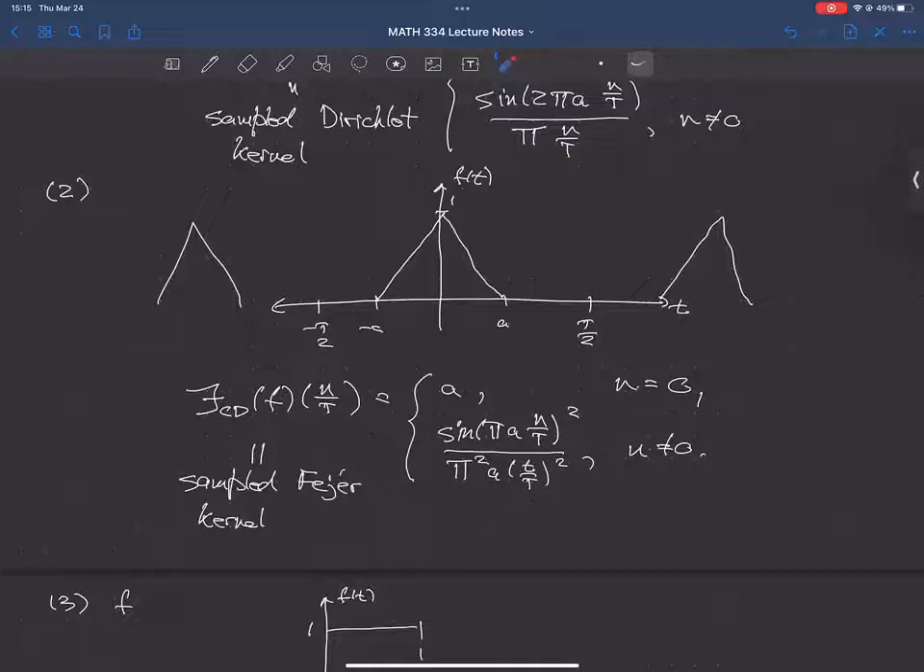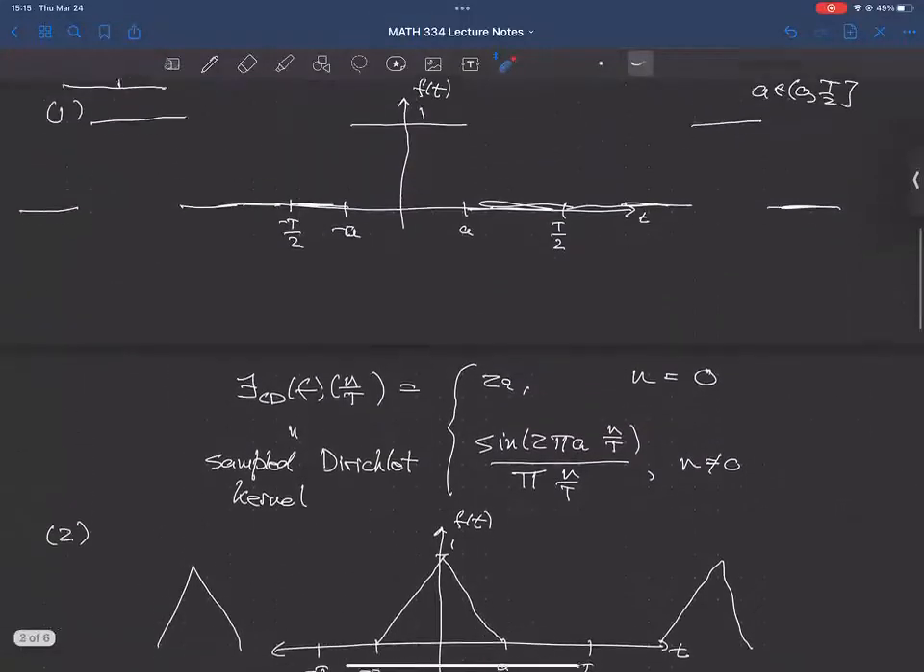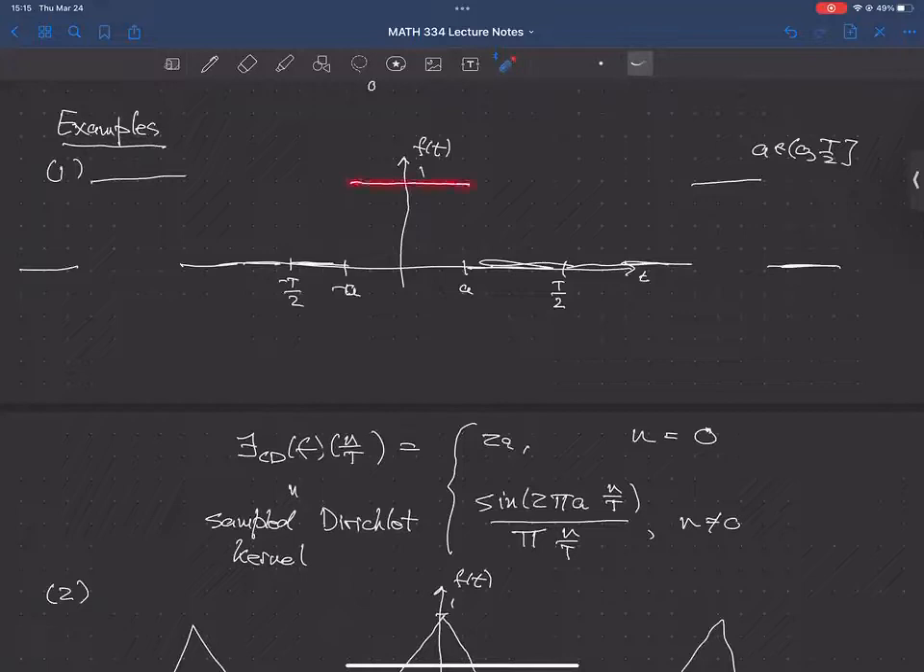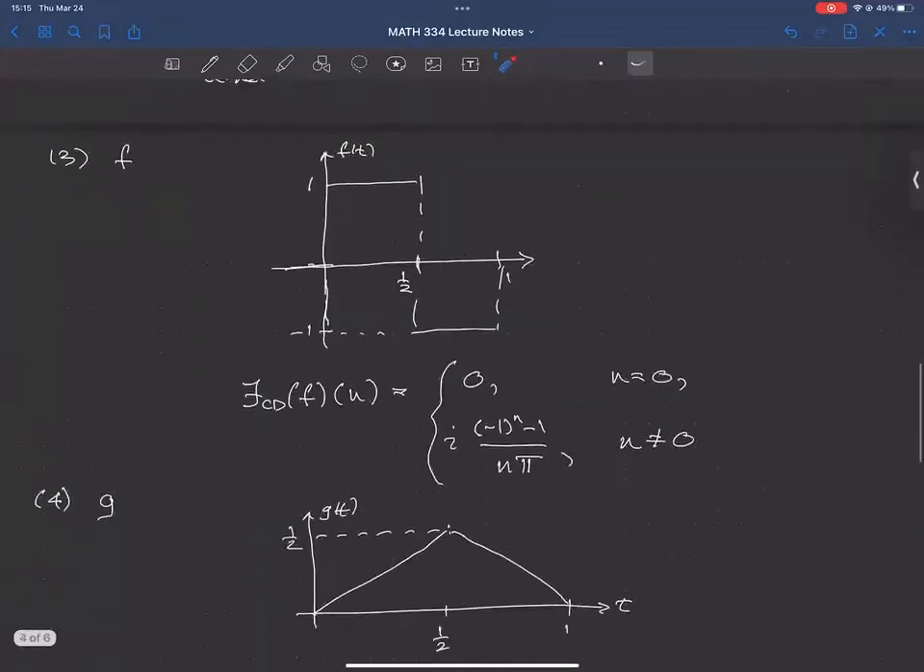Okay, and so this is real and even. And so this one is also real and even. Okay, so you get t squared here and sine squared, right? So both the numerator and the denominator are themselves even. And then for this one, f is again real and even, and the transform is also real and even, right? So the numerator is odd and the denominator is odd as a function of n, and so when you take the quotient, that'll be even.